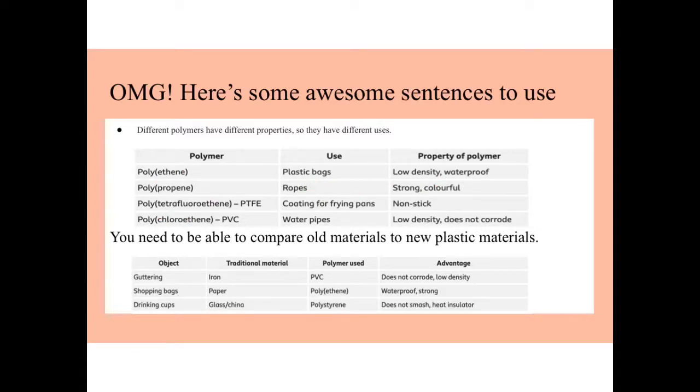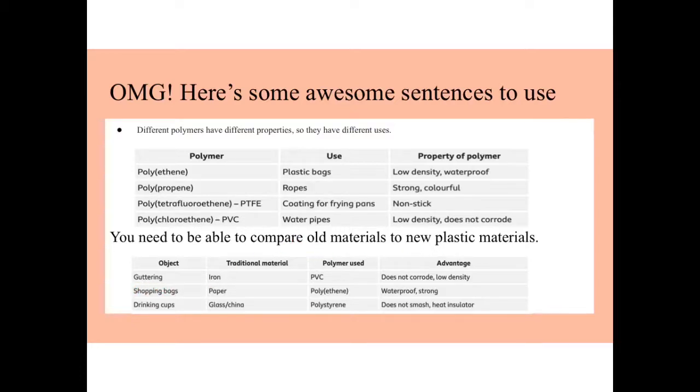So ethene is used to make plastic bags. Propene is used to make ropes. PTFE, which is the one with the fluorine attached, is used to coat frying pans, and then PVC is the one you've most probably heard of the most, used in water pipes and window frames. The reasons we use them: low density, so light, waterproof, and does not corrode, a big one, doesn't rust. They might sometimes ask you to compare old materials to plastics.